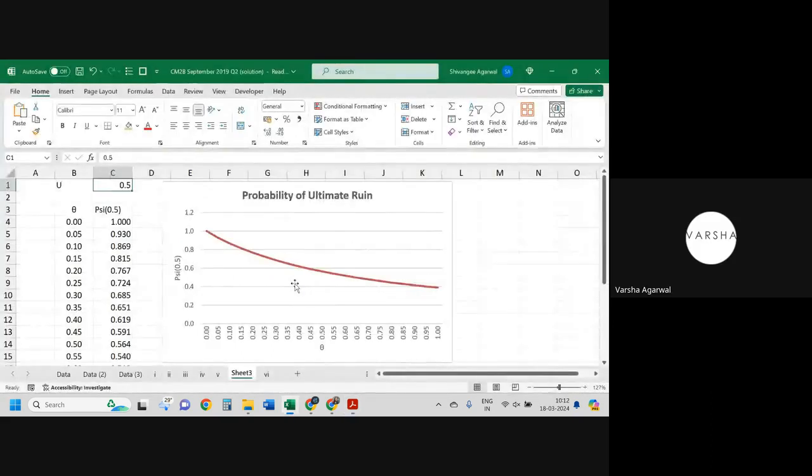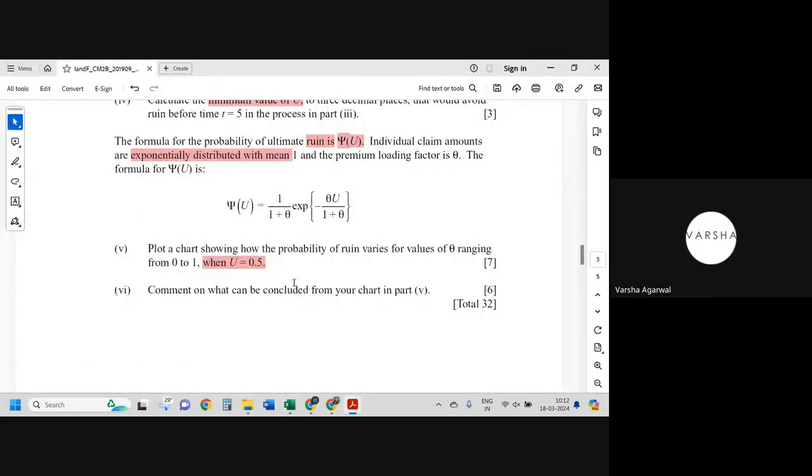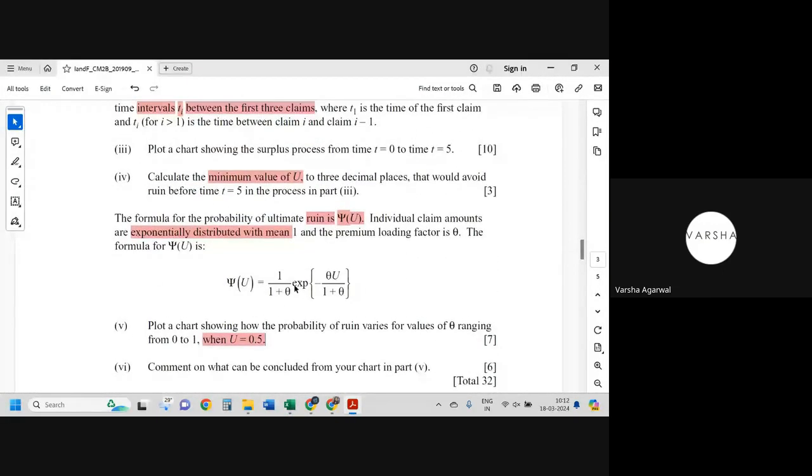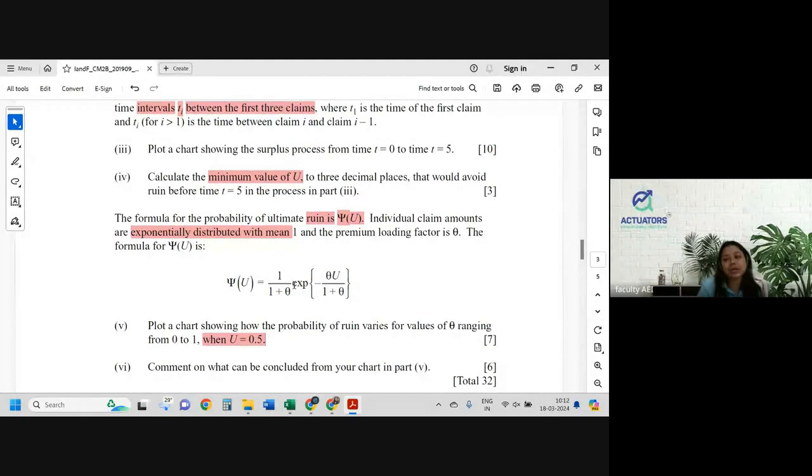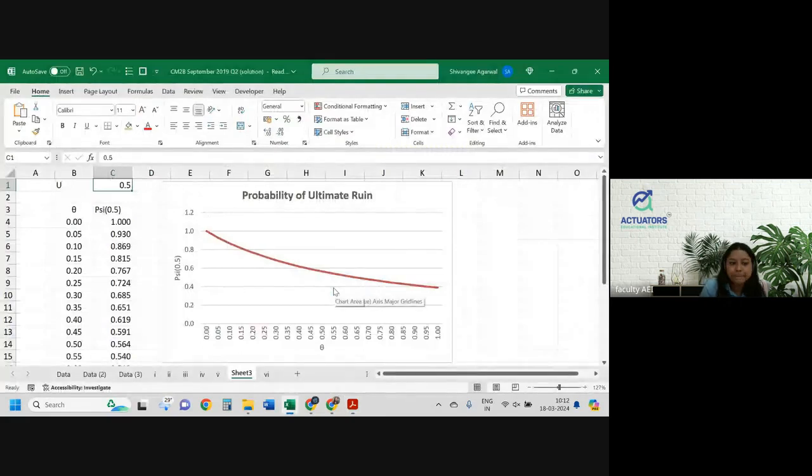Formula में previous question we were taking different U at different times. वो हमने UT calculate किया था, that was a surplus process. This U is the initial surplus, not UT. UT is a function of time t, U is a given value of initial surplus. There is a difference between UT and U, ठीक है.